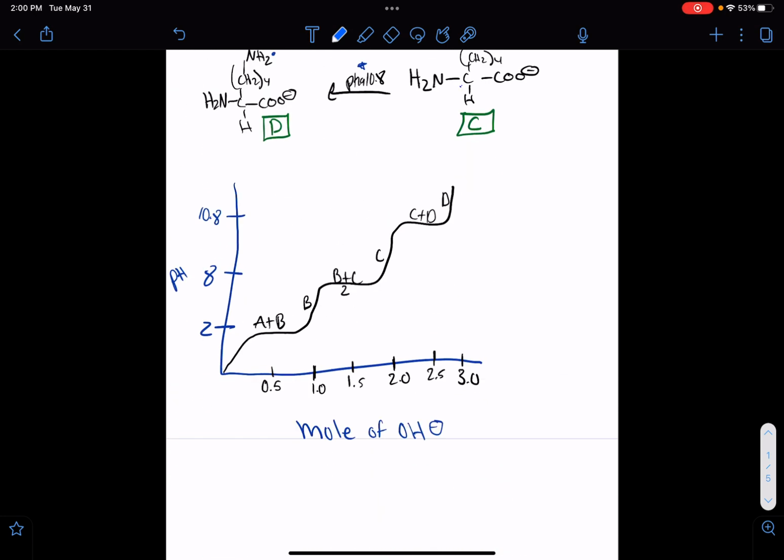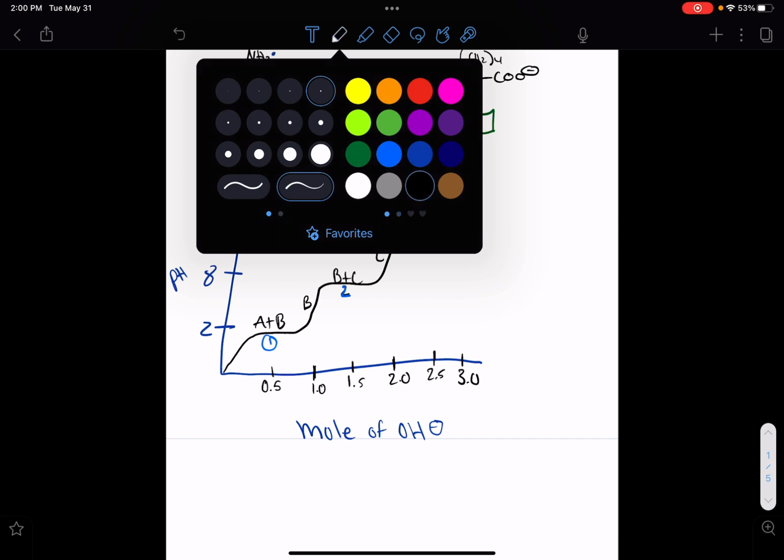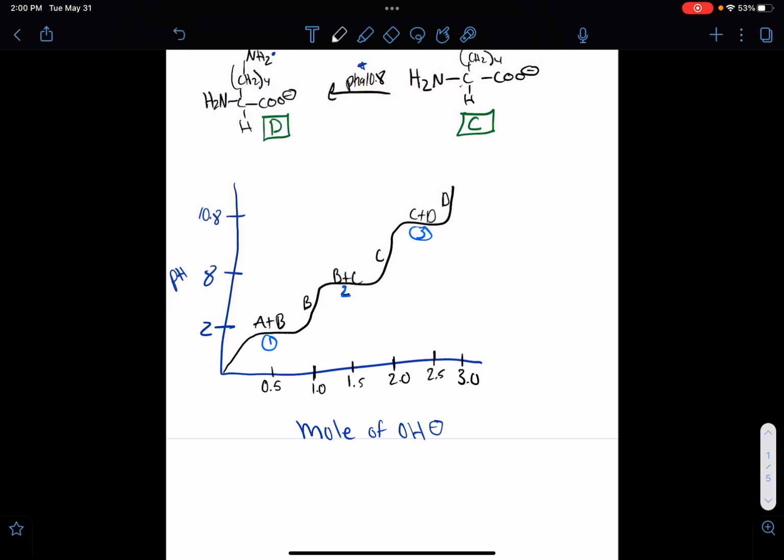Right here is your first inflection point. Right here is your second, third. For an equivalence point, that's where it's going to go straight up or be steeper. This is your first one, your second one, and your third one. And that's basically it.